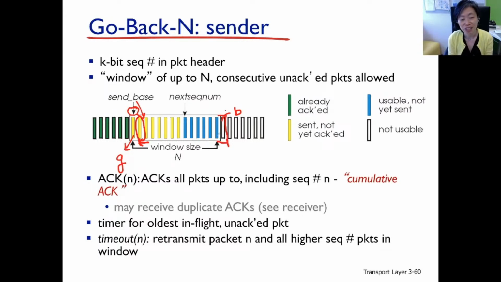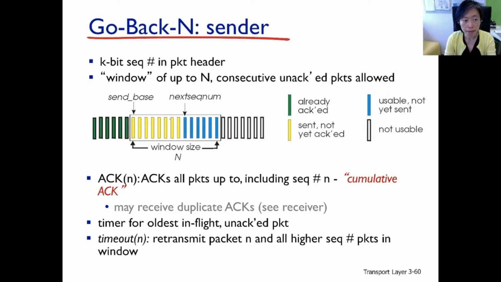Such a window is also called a sliding window mechanism. When an acknowledgement packet is received, you see these yellow packets turning green gradually, and the window is sliding over, casting more blank packets into blue ones.